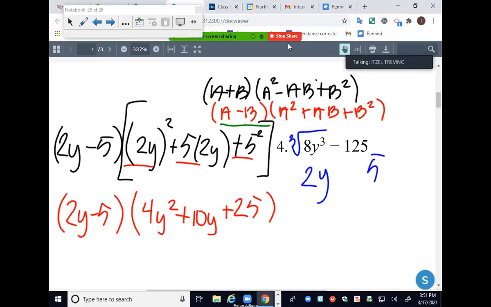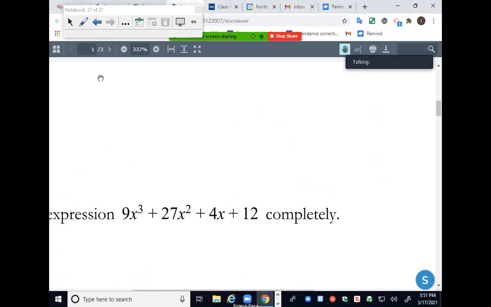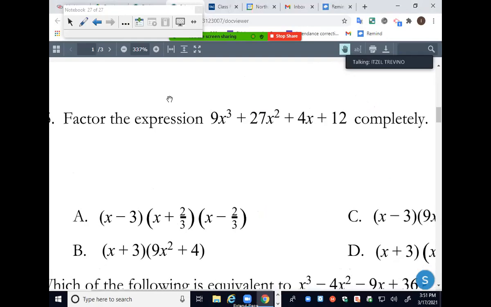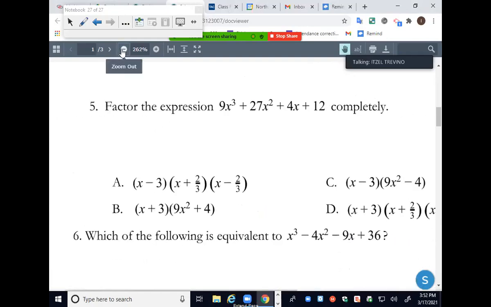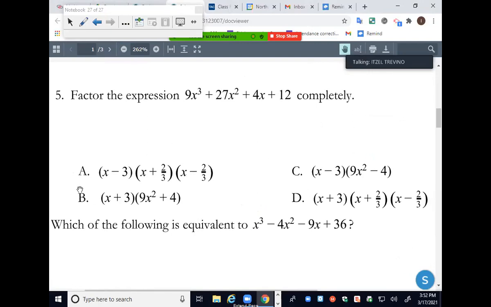So we did factoring the differences of cubes. Let's go ahead and do number 5. We're going to do factoring by grouping. And they're going to look kind of like this. We have multiple choice. So 9x cubed plus 27x squared plus 4x plus 12. Okay? Do I have a greatest common factor? No. So what do I do?